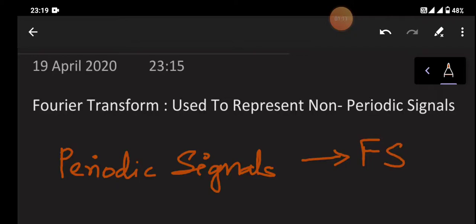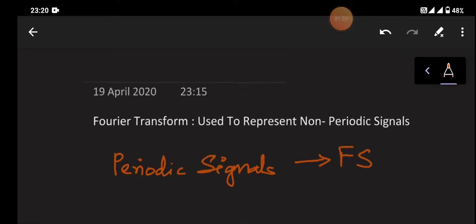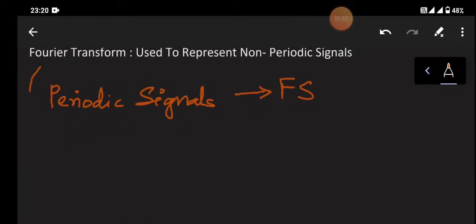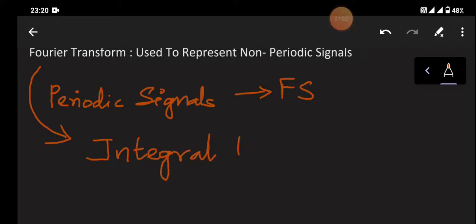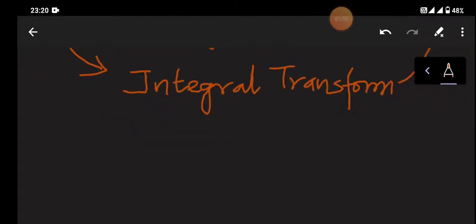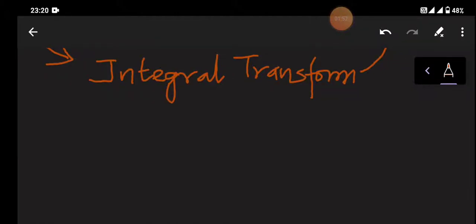But what happens when the signal is non-periodic? In that case, for a non-periodic signal we use an integral transform. So Fourier transform is actually an integral transform, so always remember it is an integral transform to represent our non-periodic signals. Let us quickly see how we can perform this integral transformation.